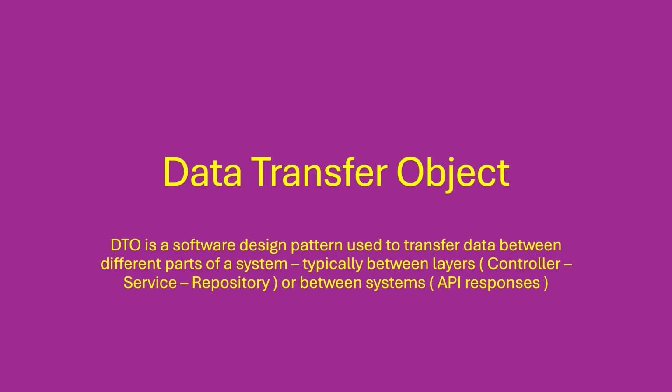Welcome back. Today I want to talk about the data transfer object in the PHP world. This is a software design pattern used to transfer data between different parts of a system, typically between layers, controller, service, and maybe repository, or between systems, like API responses.